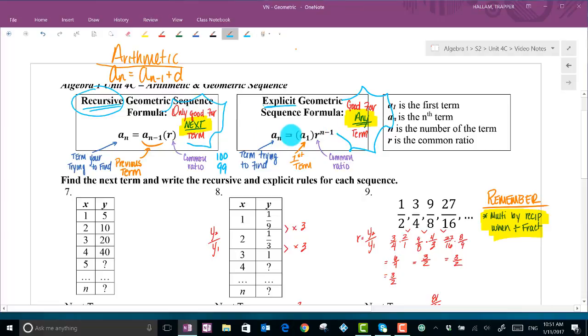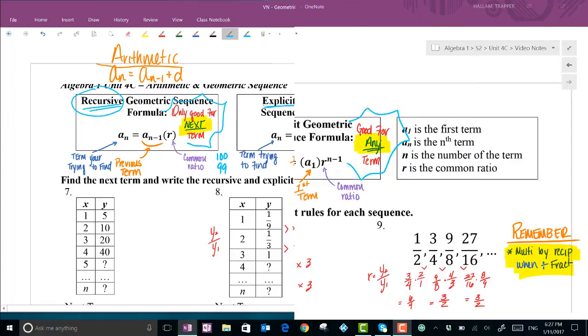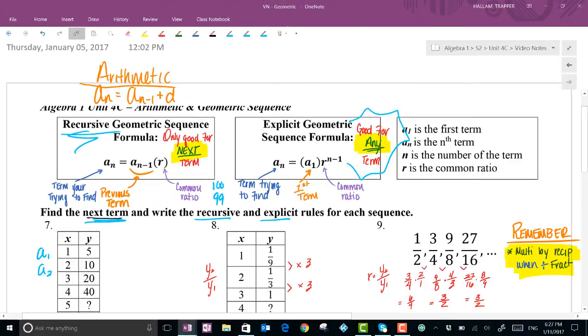What term we're looking for is going to be equal to its first term. Notice the difference there. The first term times the ratio, and that's going to be raised to the n-1 power. Okay, so that's what we're going to use if we're going to do explicit. Remember, a1 is the first term, an is the term you're looking for, n is the number of the term, where it is in the sequence, and then r is the common ratio. Okay, so let's move down and try some examples here.